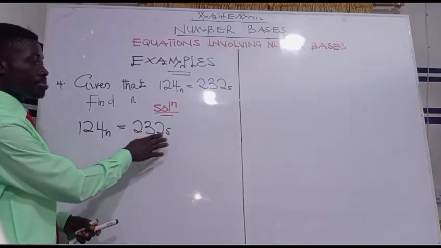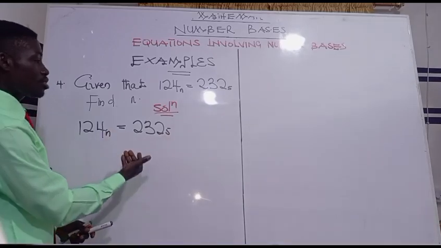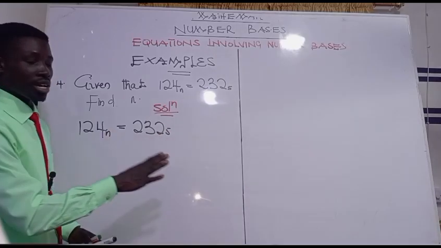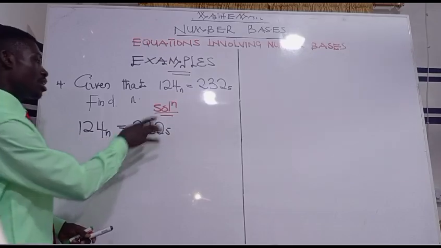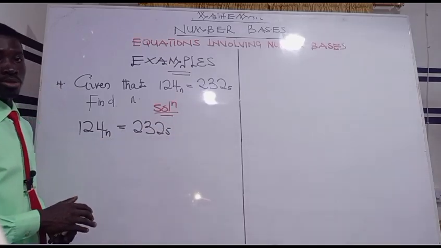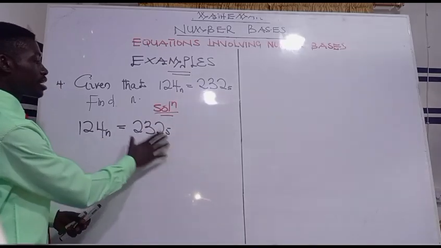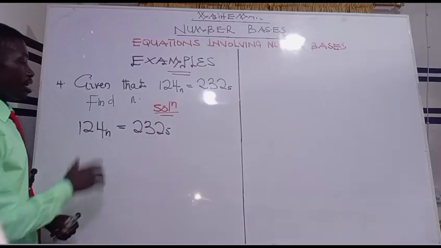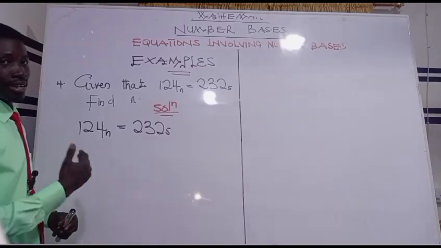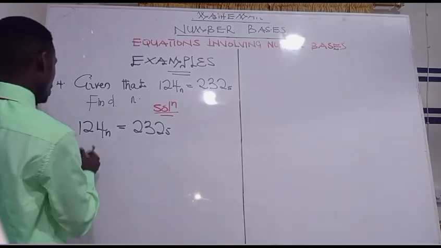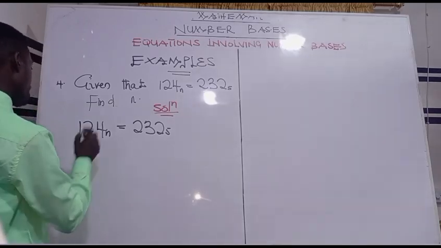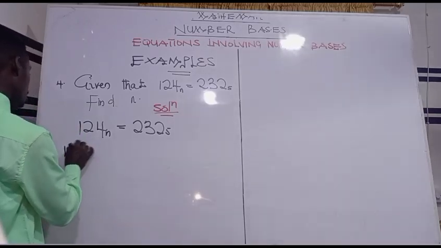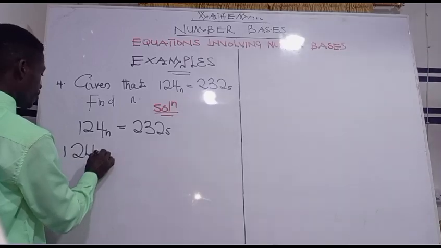This is in base 5 numeral. We are going to express this as a base 10 numeral. So this in a base 10 numeral, and then this also in a base 10 numeral. We are going to express all of this in a base 10 numeral, and then solve for the value of n. So let's start with 124 to the base of n.